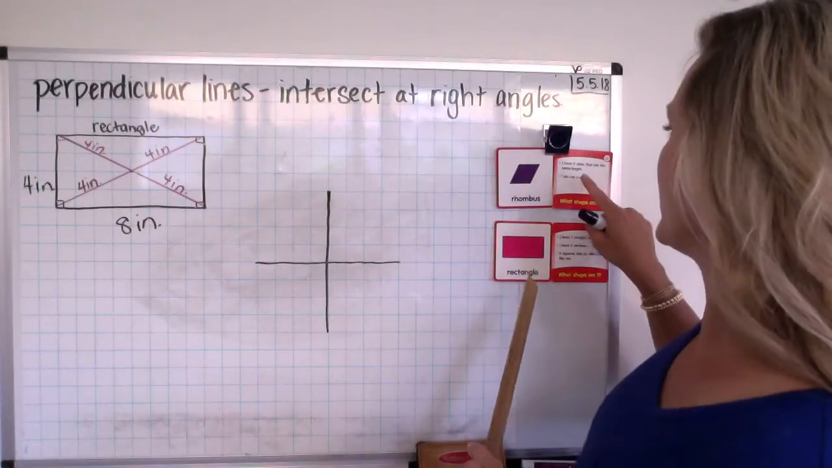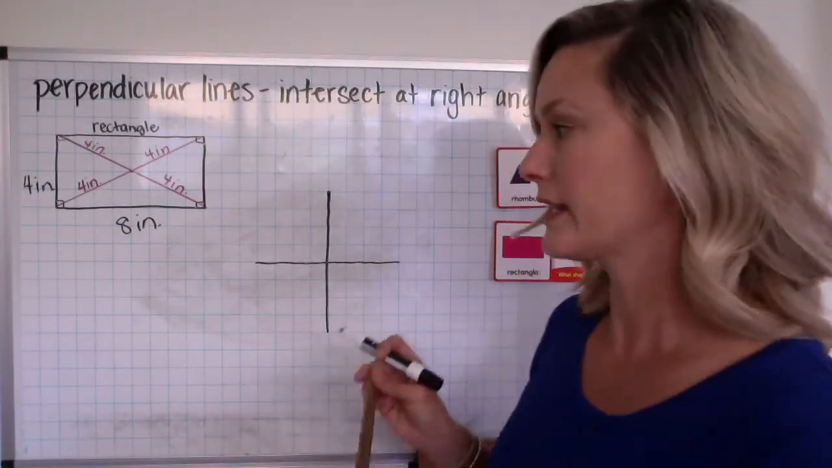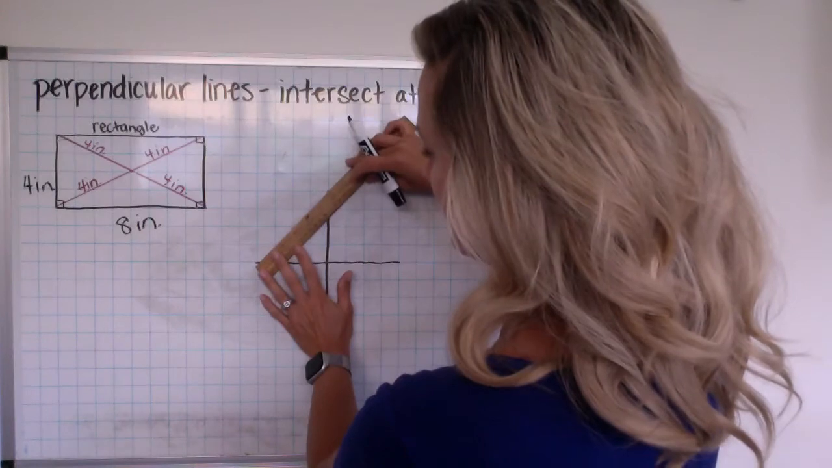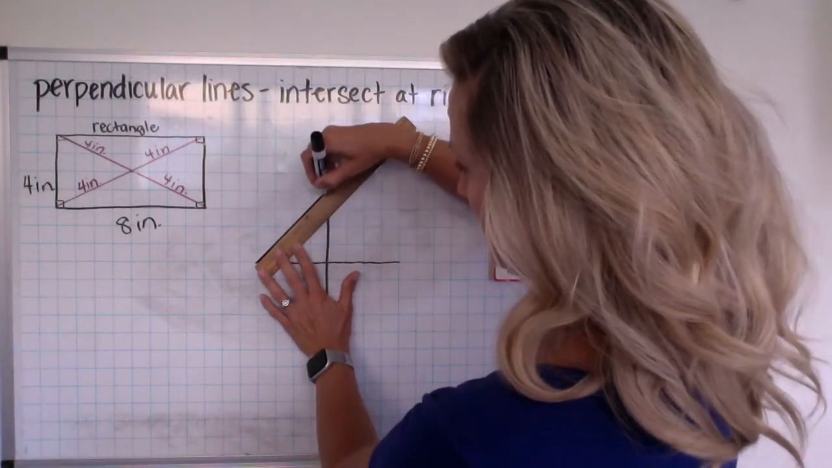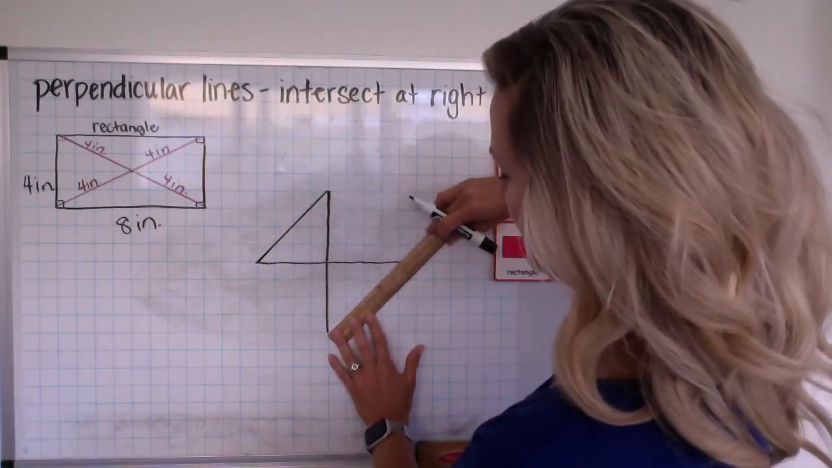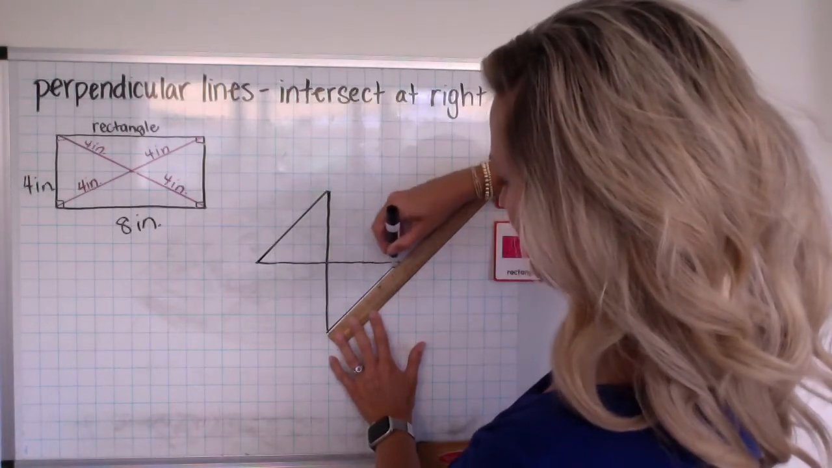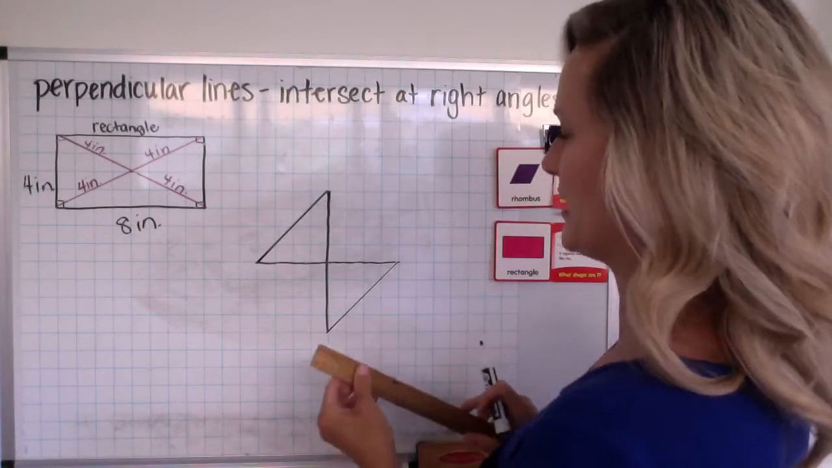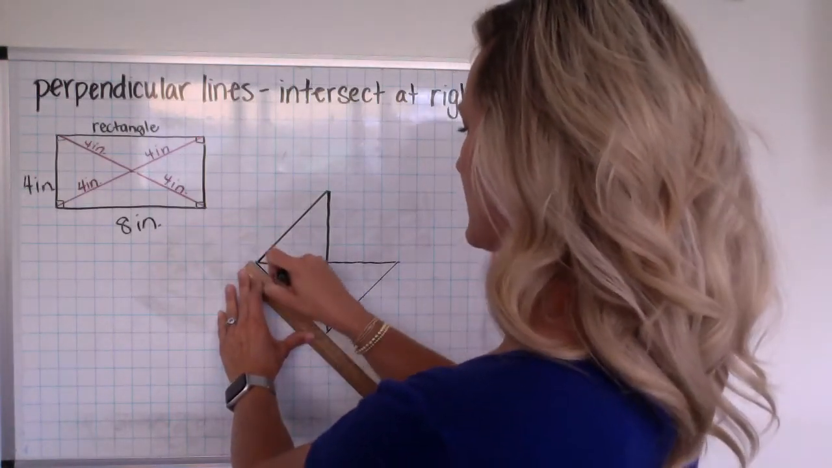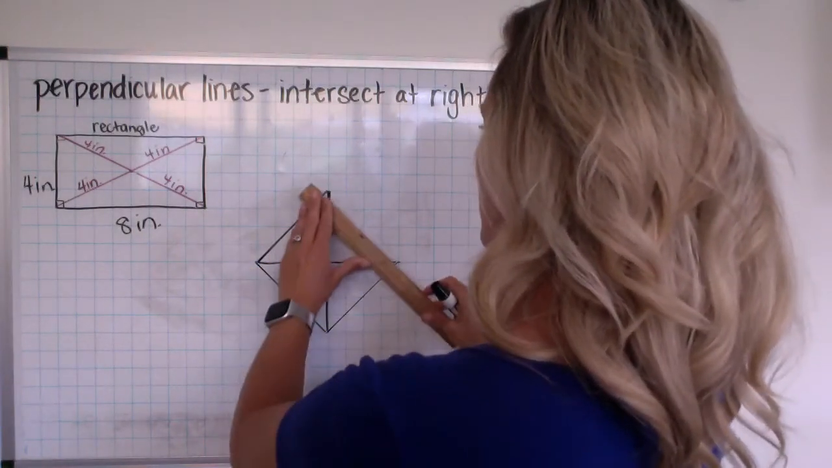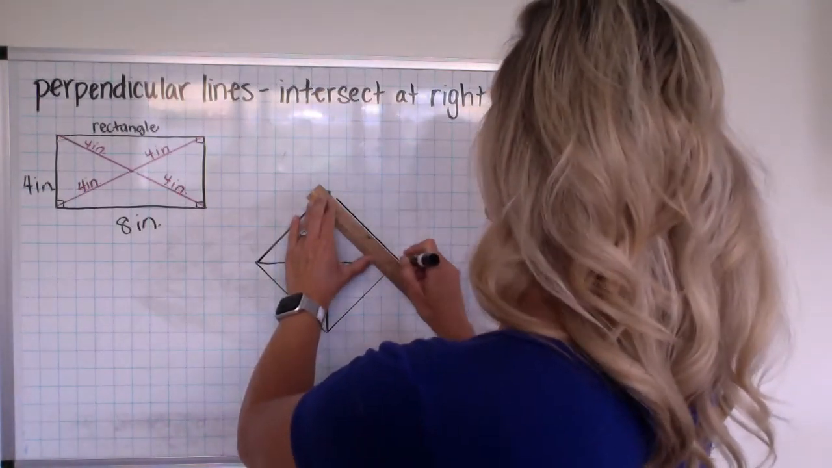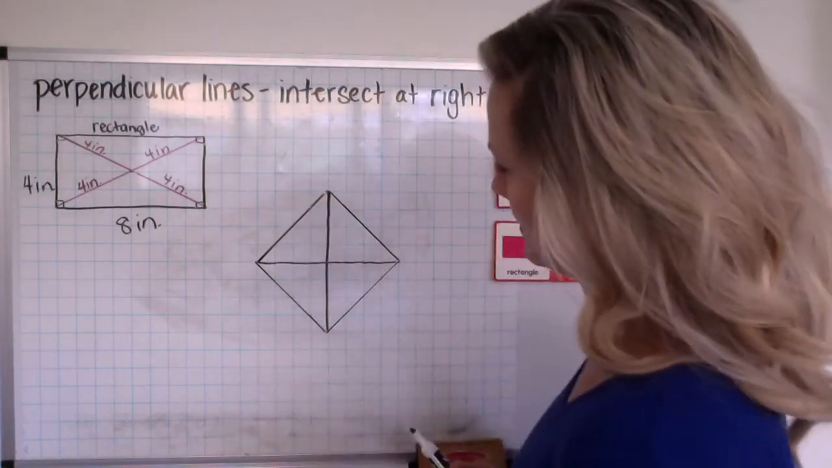Okay, so I know that the sides have to have the same length. So I'm going to connect them and see if I did it. This always reminds me of like a sand timer. When you first started out like that, it's kind of like a sand timer, like tilted on its side. All right, let's see, connect these two. Okay, let's see.